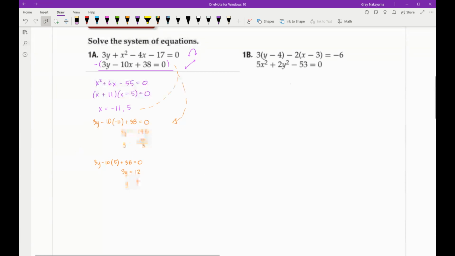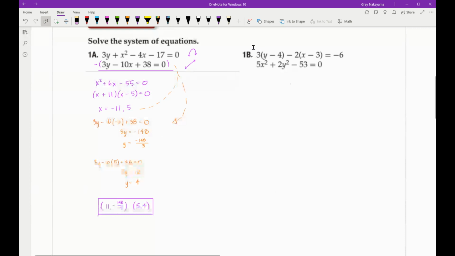I hope you can tell that means we're going to have 2 points of intersection. And we got negative 11, negative 148 over 3, and then 5, comma 4. So that is the answer to the system of equations, to solving the system. We have 2 points of intersection.